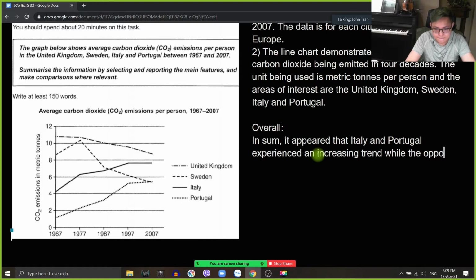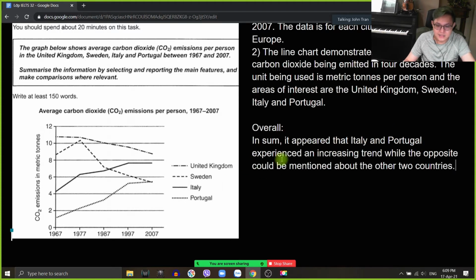the opposite could be said about, could be mentioned about the other two countries. Nhìn chung có vẻ như rằng Ý và Bồ Đào Nha đã trải qua một cái xu hướng gia tăng lên, trong khi điều ngược lại có thể được nhắc đến về hai đất nước còn lại.